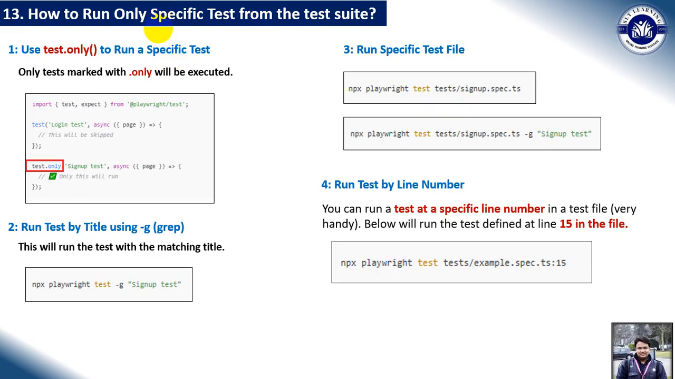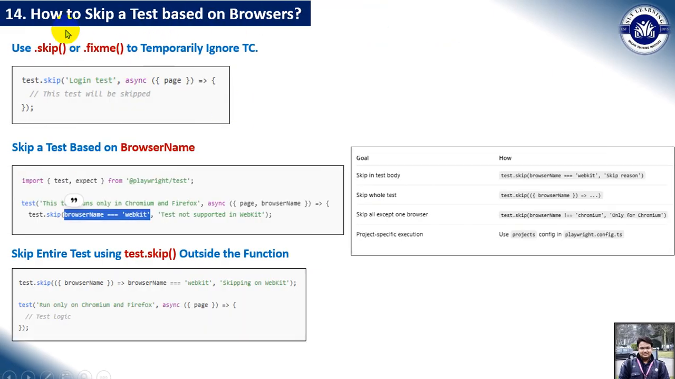Okay, let's go to the next question. How to skip a test based on the browser? If you want to skip a test case, how can you do it? You can simply use test.skip, and this test will get skipped when you execute this test suite. Okay, to skip a test on a browser, let's suppose I write test.skip with browser name webkit. This means this test case will not be executed on the Safari browser or an iOS-related browser. So it will only run on Chromium and Firefox.